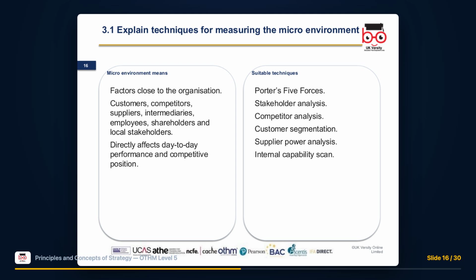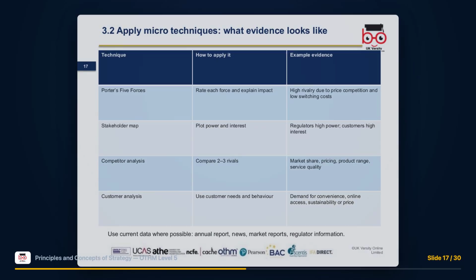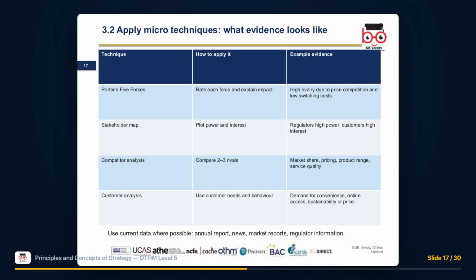Suitable techniques include Porter's 5 forces, stakeholder analysis, competitor analysis, customer segmentation, supplier power analysis, and an internal capability scan. For Criterion 3.2, apply those micro-techniques. With Porter's 5 forces, rate each force and explain its impact, for example, high rivalry from price competition and low switching costs.